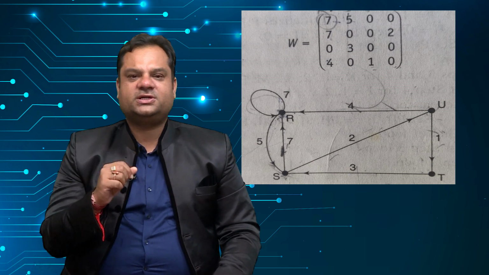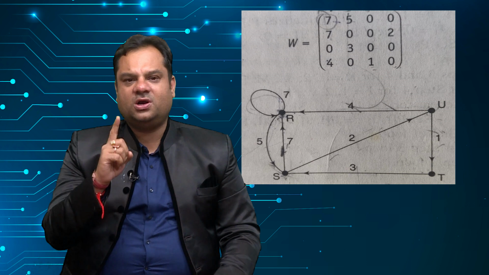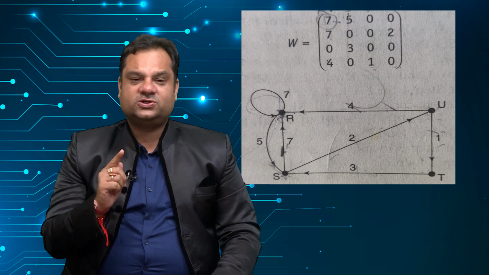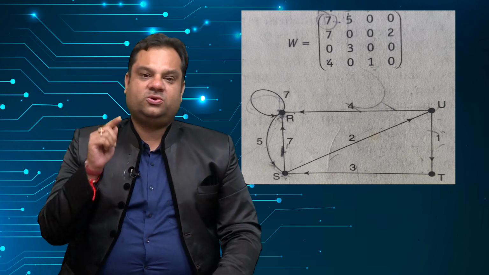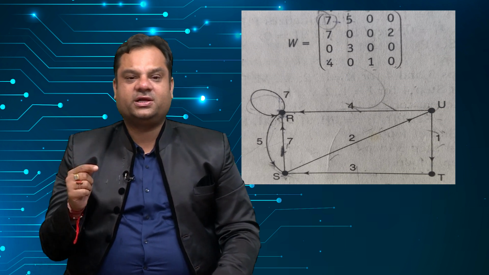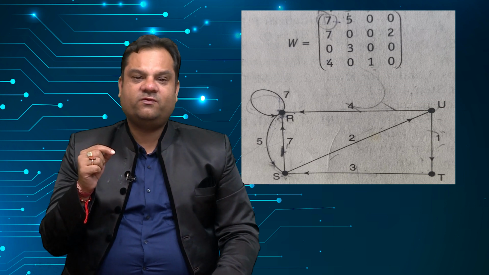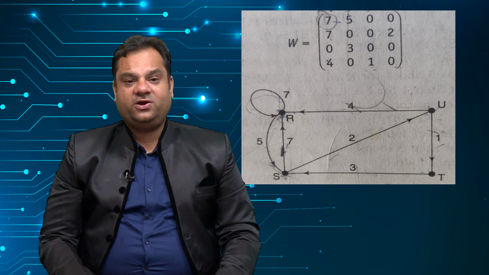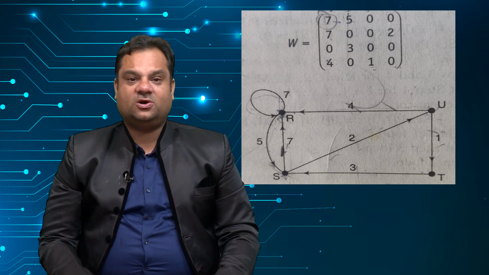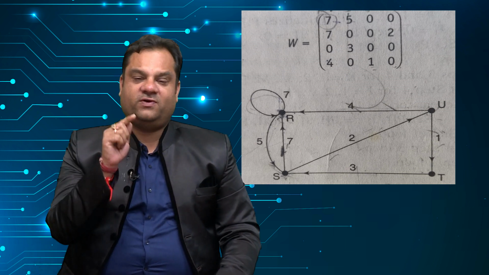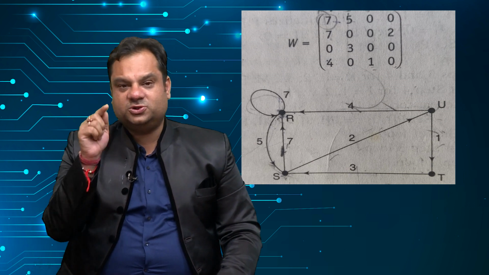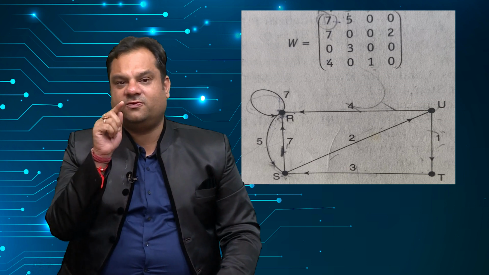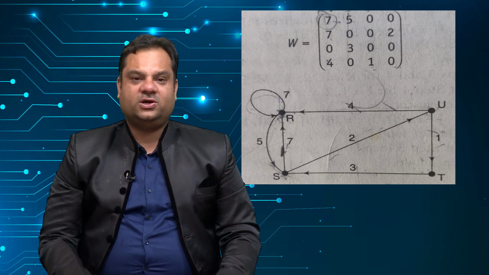So, first one is R to R, the first row, first column value. You can go to the graph and check: do we have a self loop from R to R? Yes, we have a self loop R to R and the weight of that particular edge is 7. So, we put the value 7 at the position R to R, the first row and first column.